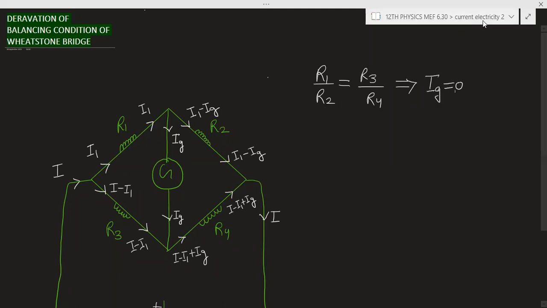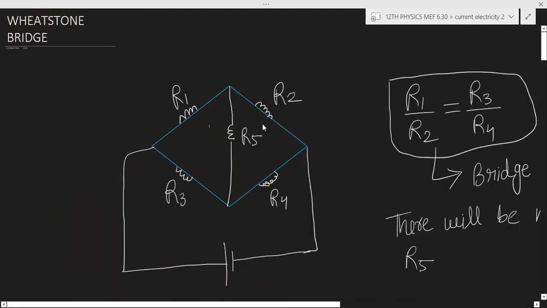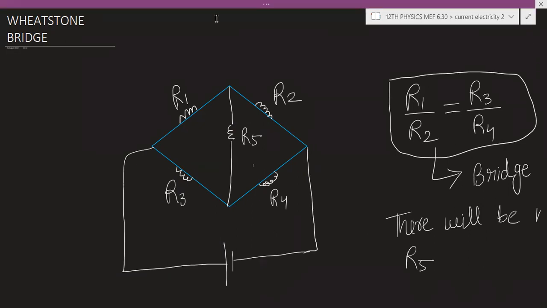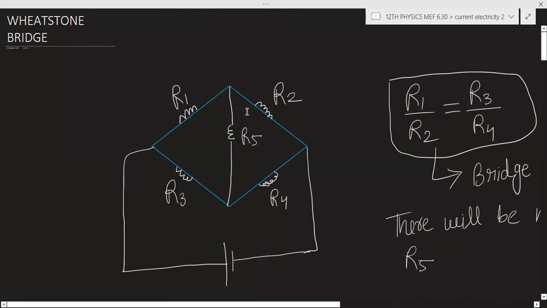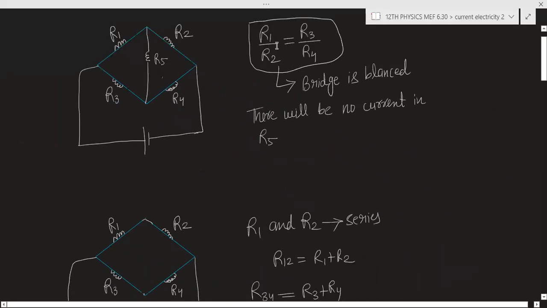So you can see here also, this is the Wheatstone bridge. Instead of R5, there I have connected a galvanometer. So no problem. Instead of R5, you will take the resistance capital G. So this is the condition. If R1 divided by R2 is equal to R3 divided by R4, if this condition is followed, then there will be no current in R5. I have told you this earlier. Now I am proving this condition.